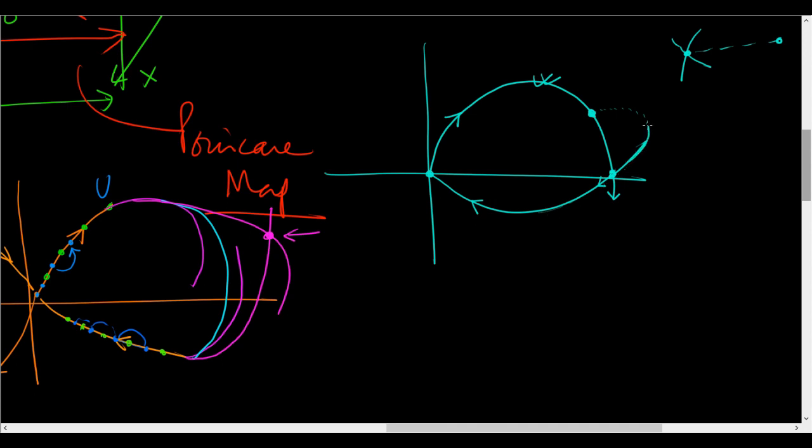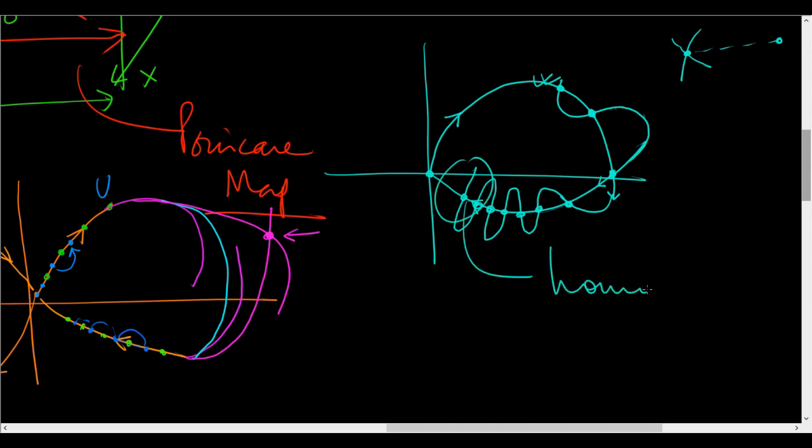That means these curves intersected again, and that means they will intersect again, and over here they will intersect again, and over here they will intersect again. And let me just draw this part. So you will just have infinitely many intersections, and you'll get a complete tangle over here. This is called a homoclinic tangle.